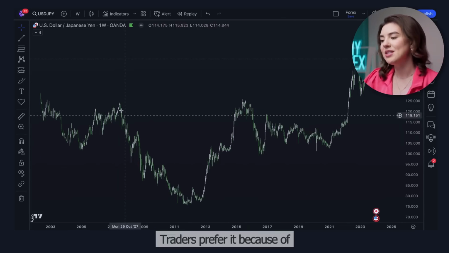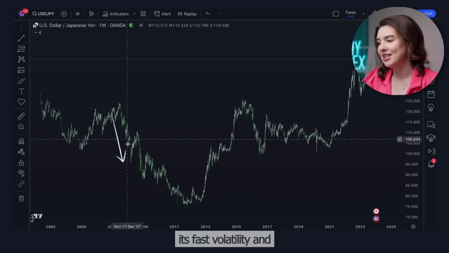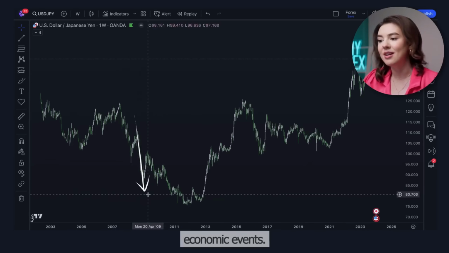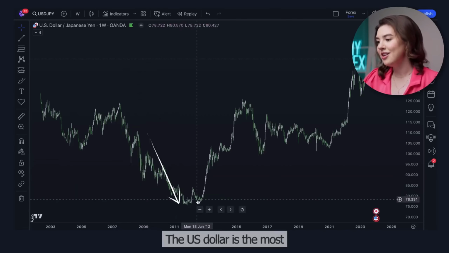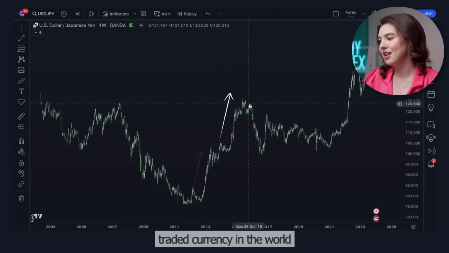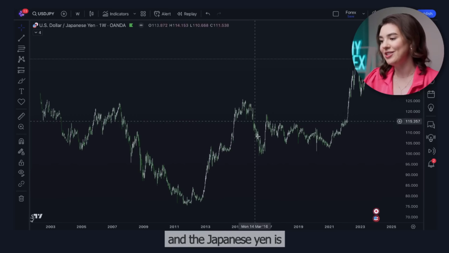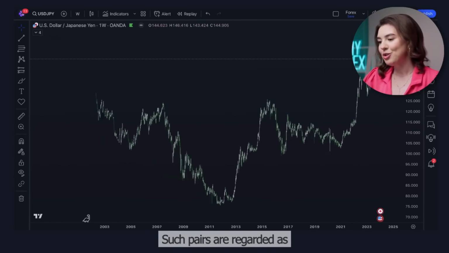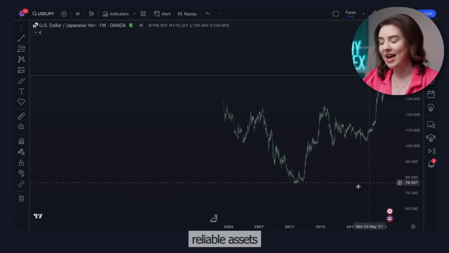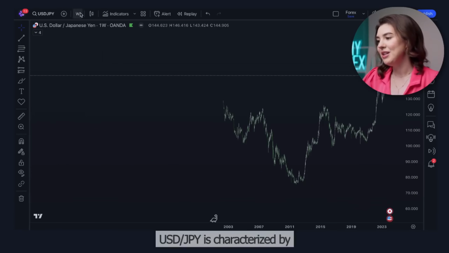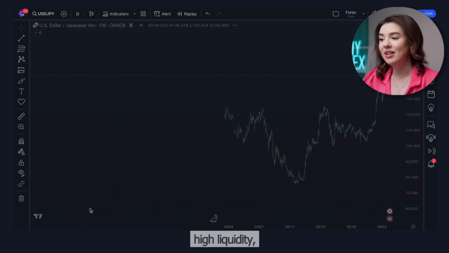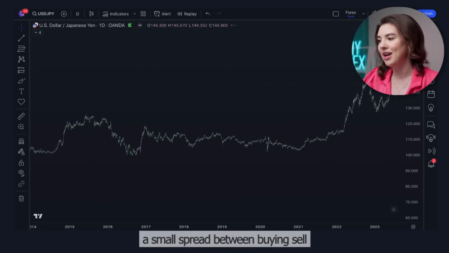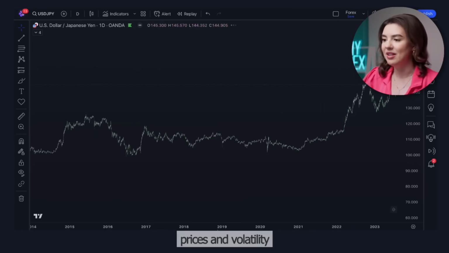Traders prefer it because of its fast volatility and sensitivity to political and economic events. The US dollar is the most traded currency in the world, and the Japanese yen is regarded as one of the most liquid backup currencies. Such pairs are regarded as reliable assets. USD Japanese yen is characterized by high liquidity, a small spread between buy and sell prices, and volatility.